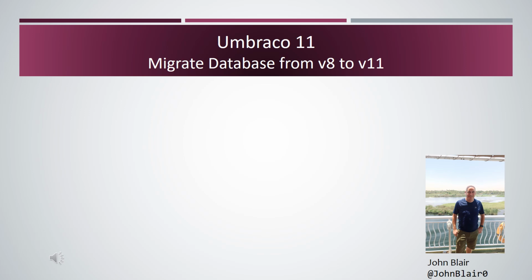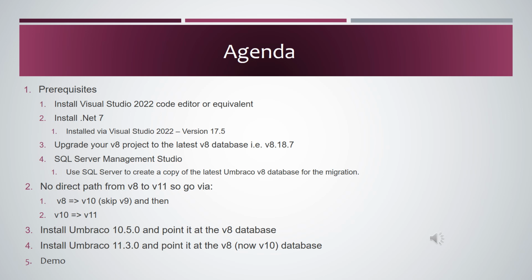This tutorial shows you how to migrate an Umbraco database from version 8 to version 11. Some prerequisites for this task. You want to make sure you get Visual Studio 2022 installed or equivalent, at least version 17.5, so we get .NET 7 installed, which is required for Umbraco 11.